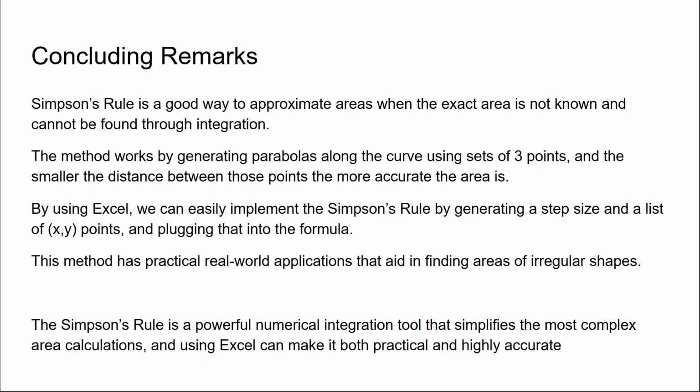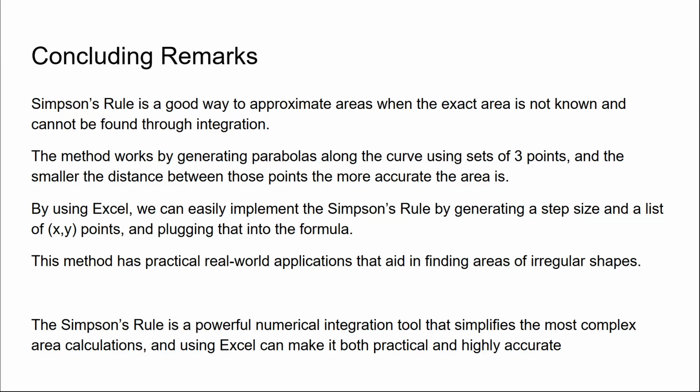Now, in conclusion, Simpson's rule is a good way to approximate areas when the exact area is not known and cannot be found through integration. The method works by generating parabolas along the curve and using sets of 3 points, and the smaller the distance between those points, the more accurate the area is.